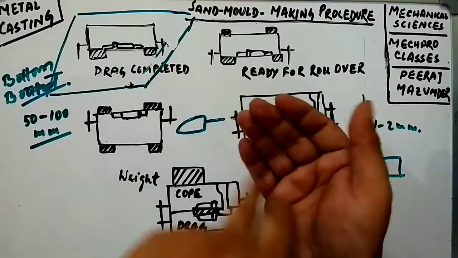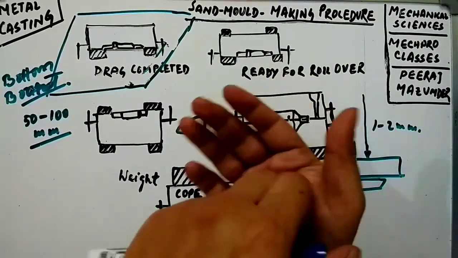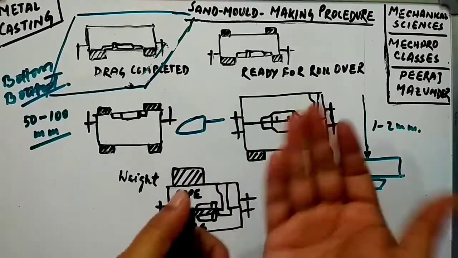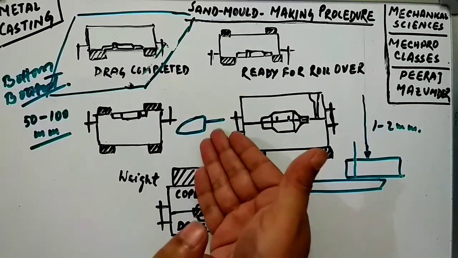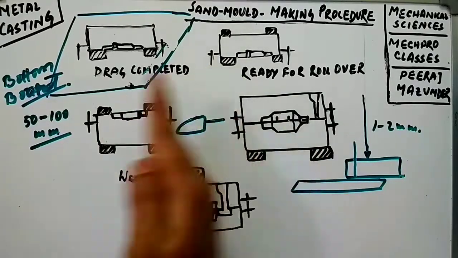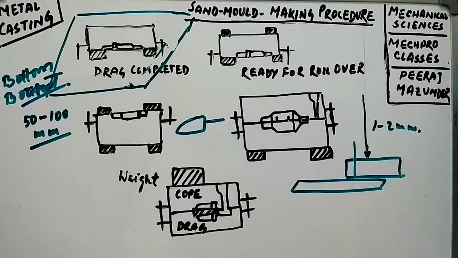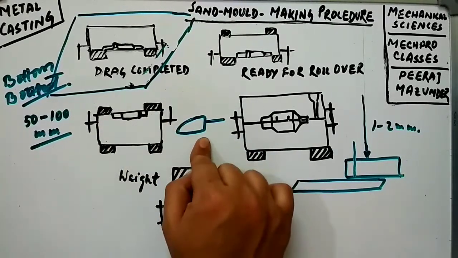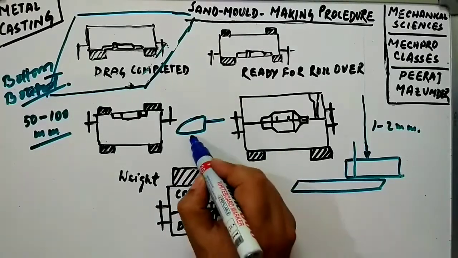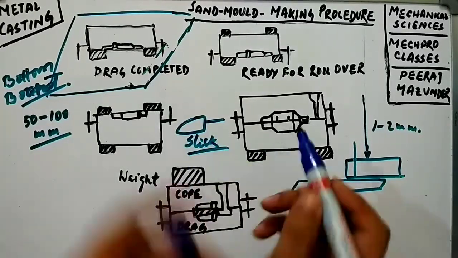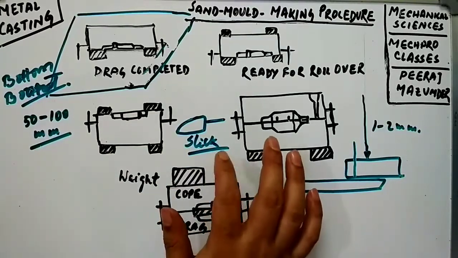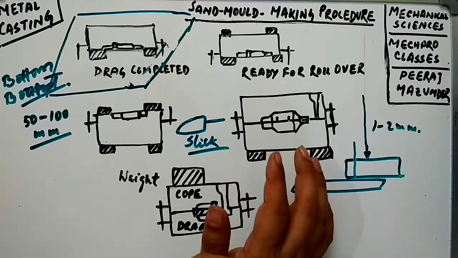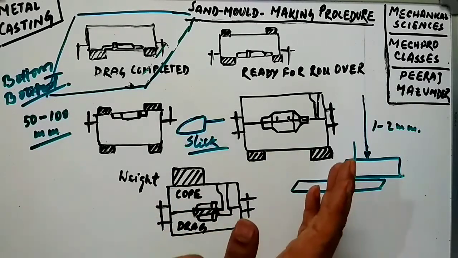You can see in the home also, when masonry work is going on, they are using these kinds of tools to repair the cement over the places. So you just need to know that we repair the sides using this particular tool that is known as slick. Just keep in mind, slick helps in repairing the edges of sand around the pattern.